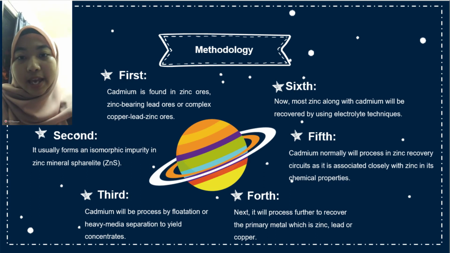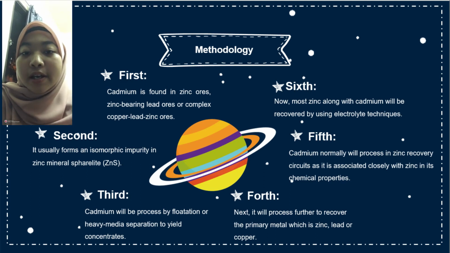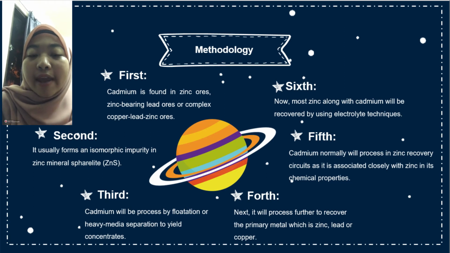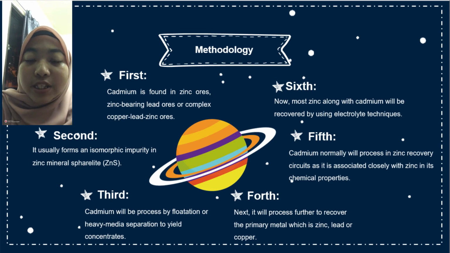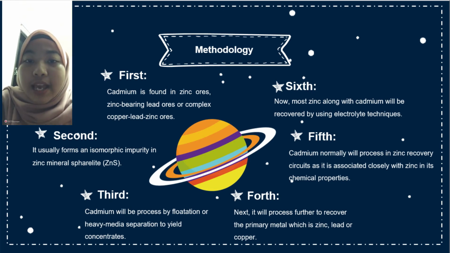So today I will present about a methodology of cadmium usage on health and environment. Today, cadmium is usually used in rechargeable batteries, alloys, electroplating, solar cells, plastic stabilizers, and pigments, since it has been an important metal in production of nickel cadmium, also known as NiCd. So there are a few steps to produce cadmium. First of all, cadmium is found in zinc ores, zinc-bearing lead ores, or complex copper-lead-zinc ores, since it is not present as a pure metal in the environment.